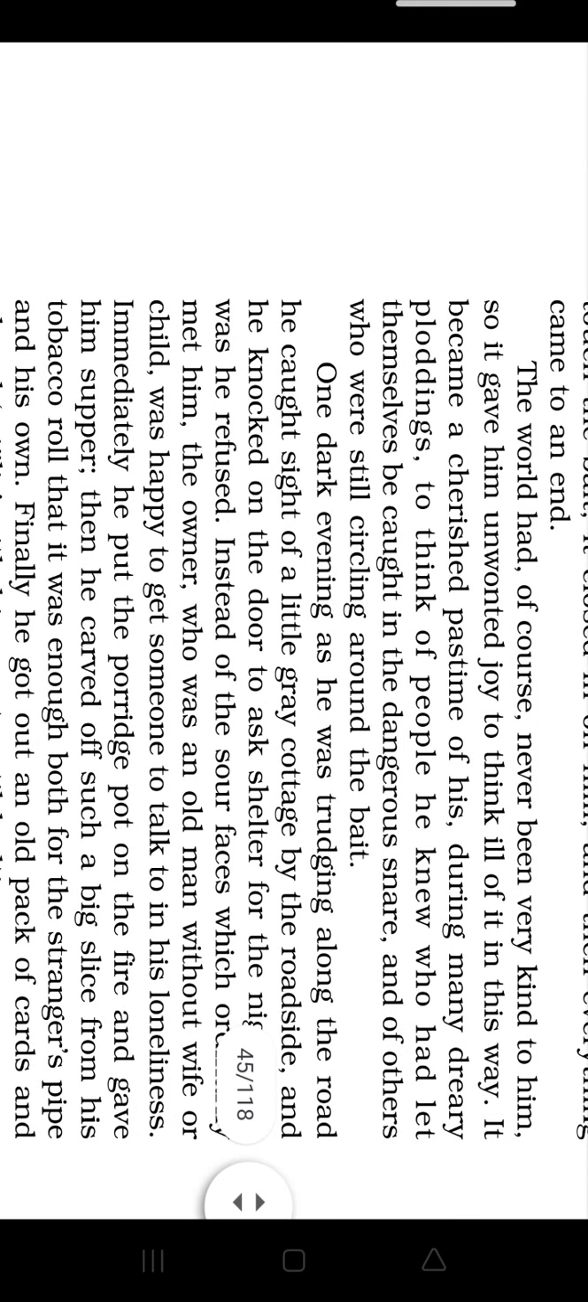The world had, of course, never been very kind to him, so it gave him unwanted joy to think ill of it in this way. It became a cherished pastime of his during many dreary ploddings to think of people he knew who had let themselves be caught in the dangerous snare, and of others who were still circling around the bait. Snare, the tramp, the noose, and cherished pastime. He liked this, he became very fond of this thought, and often he thought like this of this world.